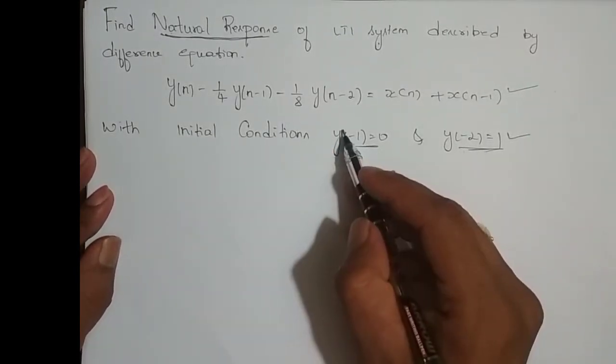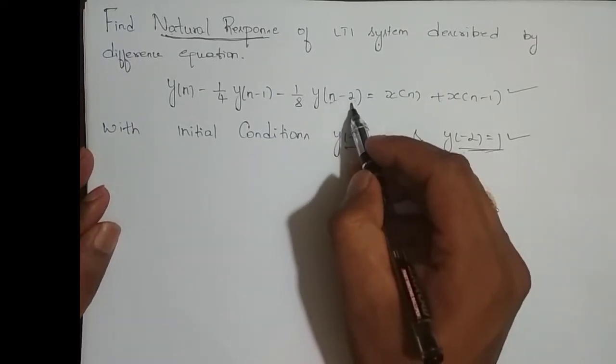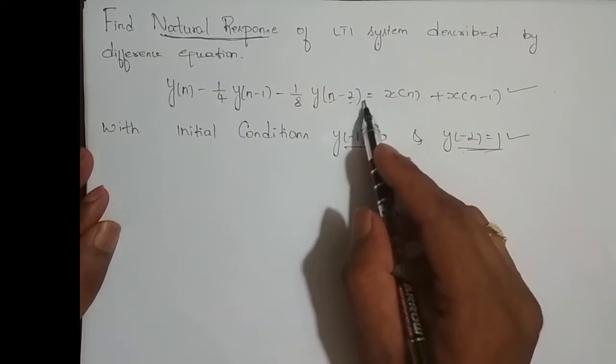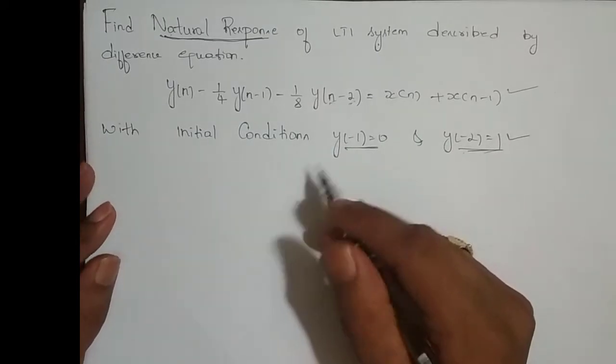How did I say that it's a second order system? Because I have n minus 2. Since I have y of n minus 2 here, it's a second order system. If I had one more term with y of n minus 3 with some coefficient, then it would be a third order system. Fine.